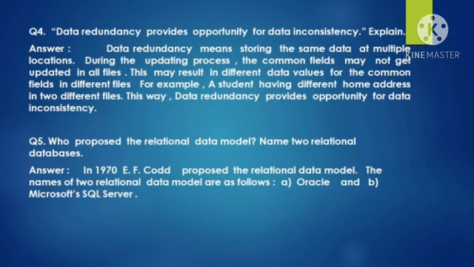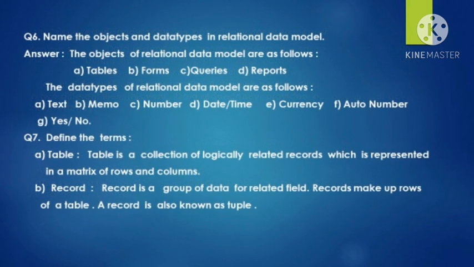Question number 5. Who proposed the relational data model? Name two relational databases. Answer. In 1970, E.F. Codd proposed the relational data model. The names of two relational databases are as follows: Oracle and Microsoft SQL Server. The next slide contains the next part of questions and answers.